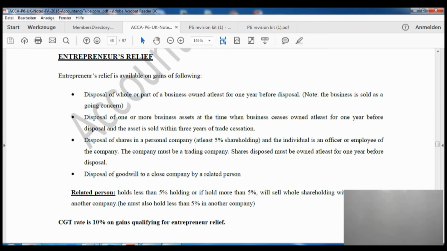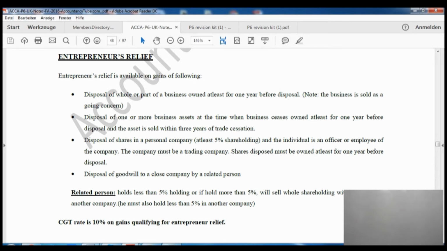Disposal of whole or part of a business owned at least for 1 year before disposal, and then you can claim this entrepreneur relief. When it says own a business, we have to sell that business as a going concern. When it says going concern, it means that you will have to sell a running business. Alright, so you can claim entrepreneur relief.